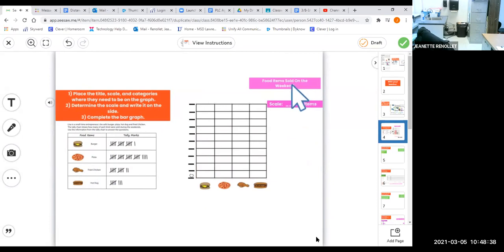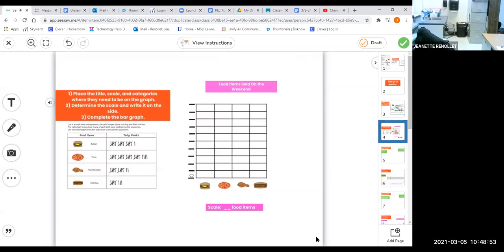Now that they are in the same order as over here, I've got 2 left. This box says food items sold on the weekend, and this one says scale blank food items. I know that my scale comes down to the bottom, and so this must be my title. It also matches the tally chart, so it goes to the top.